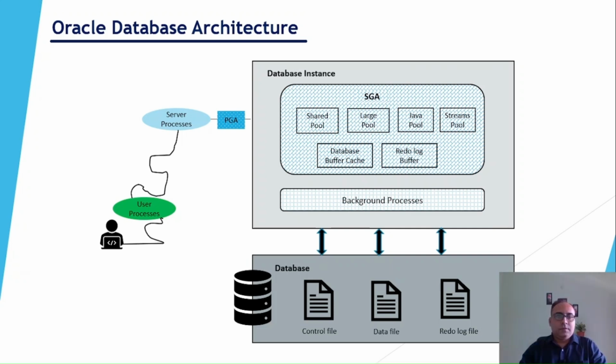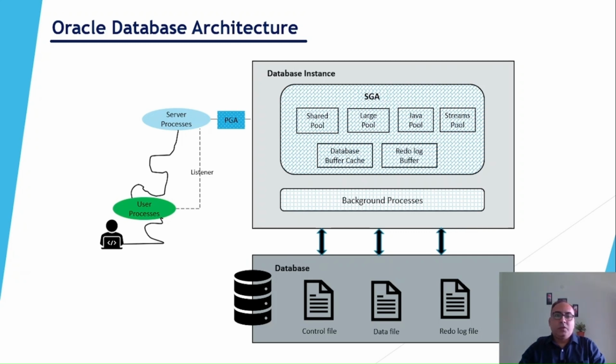Now we have one process called the listener process, which establishes the connection between user processes and server processes. It listens for requests from the user application, validates them and then redirects them to the server process. Basically the Oracle listener manages incoming requests from clients, validates them and then directs them to the appropriate database instance. It serves as a bridge between the client application and the Oracle database server.